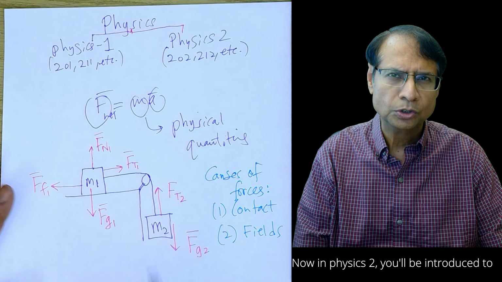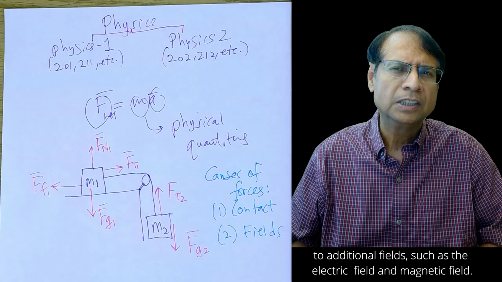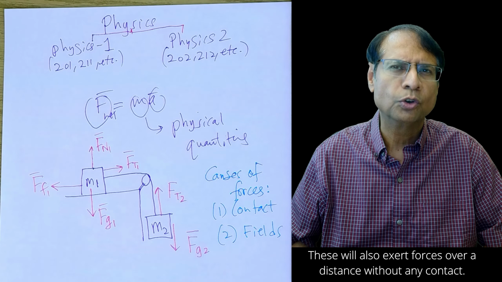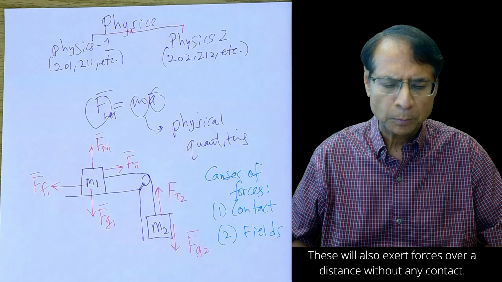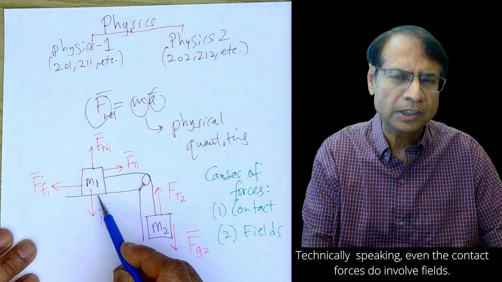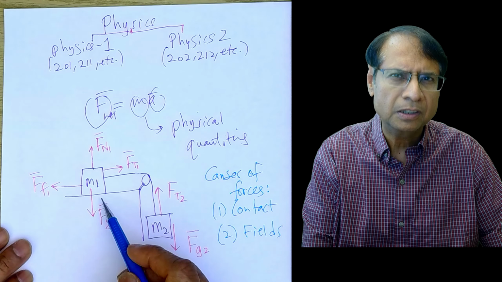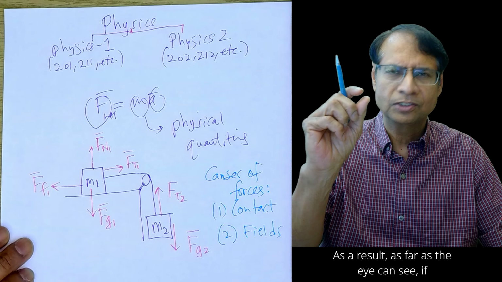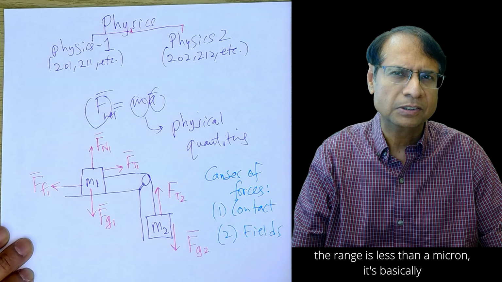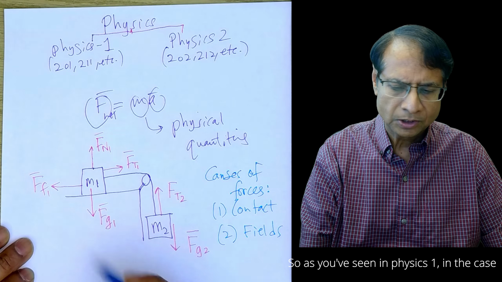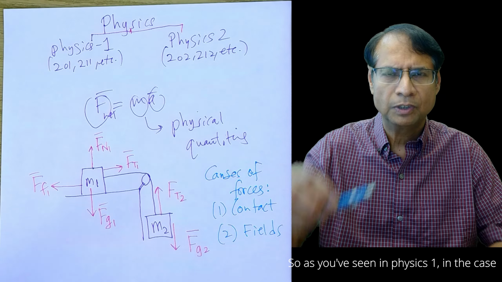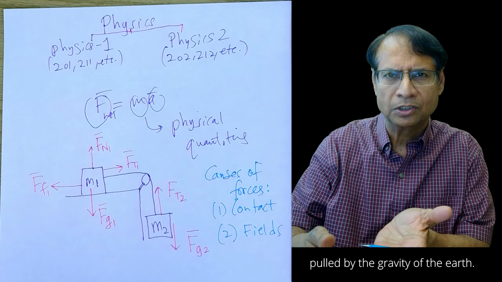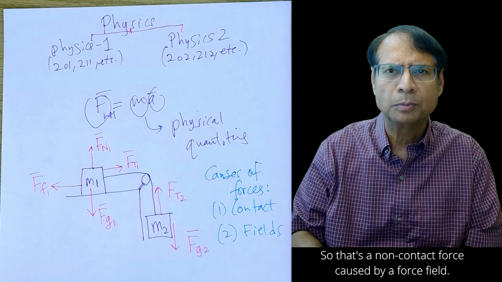Now in Physics 2, we introduce additional fields such as the electric field and the magnetic field. These will also exert forces over a distance without any contact. Technically speaking, even the contact forces do involve fields, but these are short-range force fields. So as far as the eye can see, if the range is less than a micron, it's basically a contact force. As I've seen in Physics 1, in the case of gravity, you let go of an object, it gets pulled by the gravity of the earth. So that's a non-contact force caused by a force field.